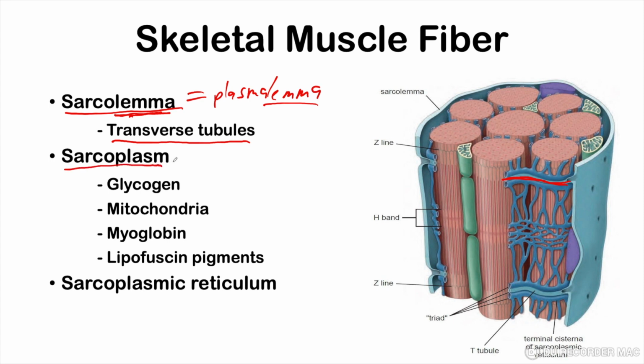Now, what is the sarcoplasm? Remember, we have cytoplasm. We also have sarcoplasm. When you say sarcoplasm, it can equate to cytoplasm. Essentially, it's the cytoplasm of your muscle cell, and your muscle cell has different components inside the cytoplasm. For muscle cells, the sarcoplasm is distinct because you can find lots of glycogen. Your glycogen is the main energy storage.